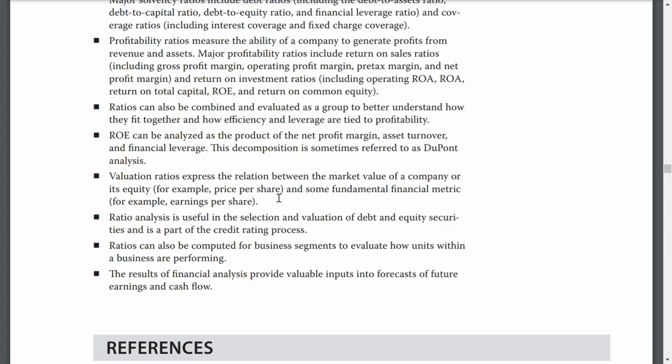Ratio analysis is useful in valuation of debt and equity securities, and as part of the credit rating process. Ratios can be computed for business segments to evaluate how units within a business are performing. The results of financial analysis provide valuable inputs into forecasts of future earnings and cash flows.